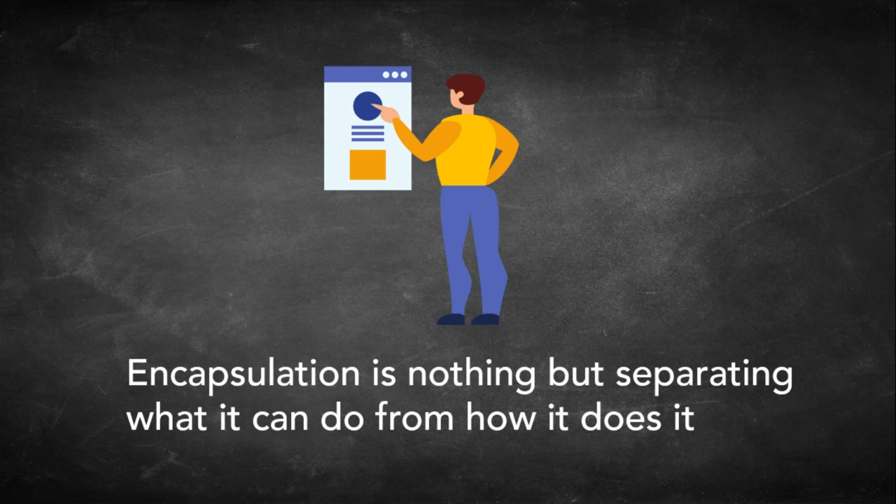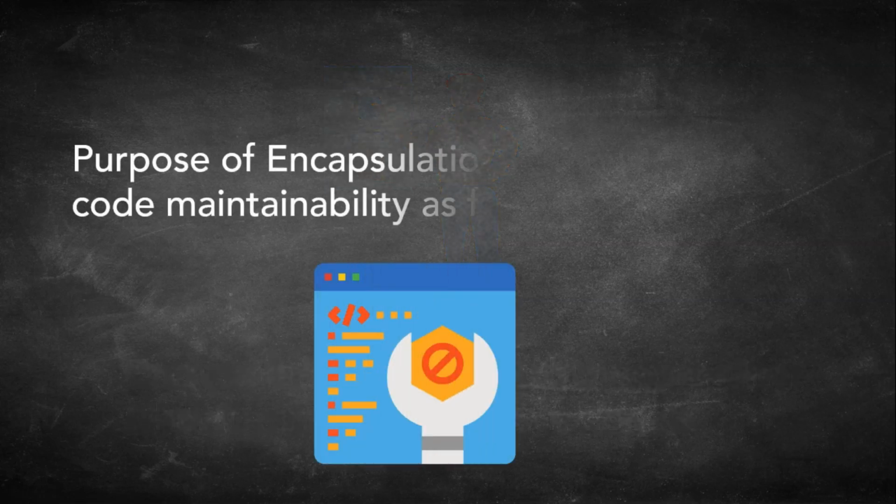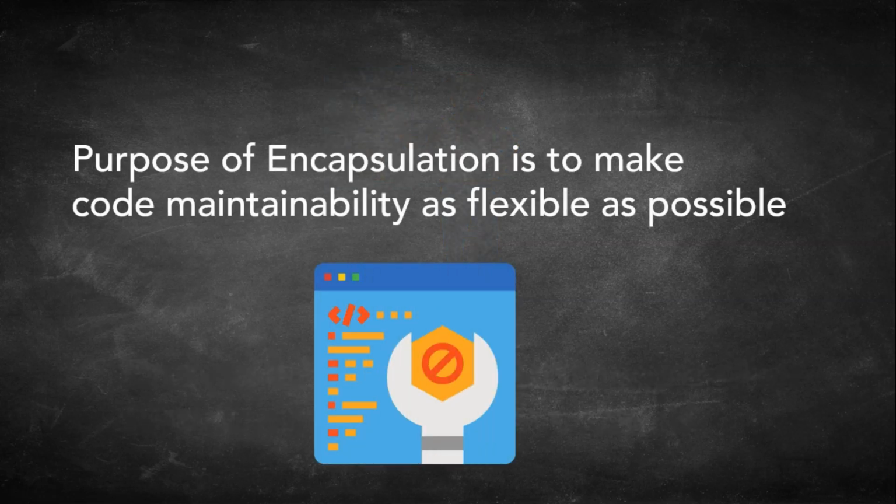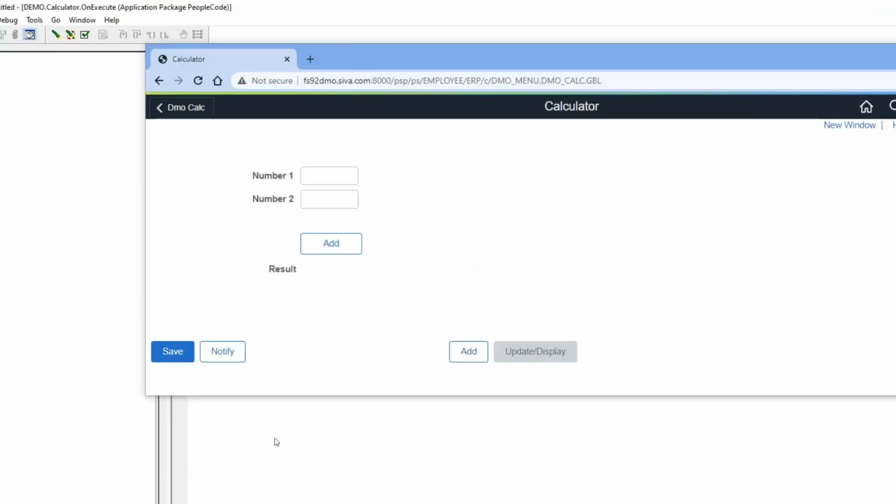You might ask me, what is the main advantage of encapsulation? Answer is code maintainability. When we encapsulate our object, we can change or enhance our implementation whenever we want to without impacting external programs. Let me illustrate this with the help of the code that we wrote in our previous episode. Here is a simple PeopleSoft page that we worked in our previous episode.